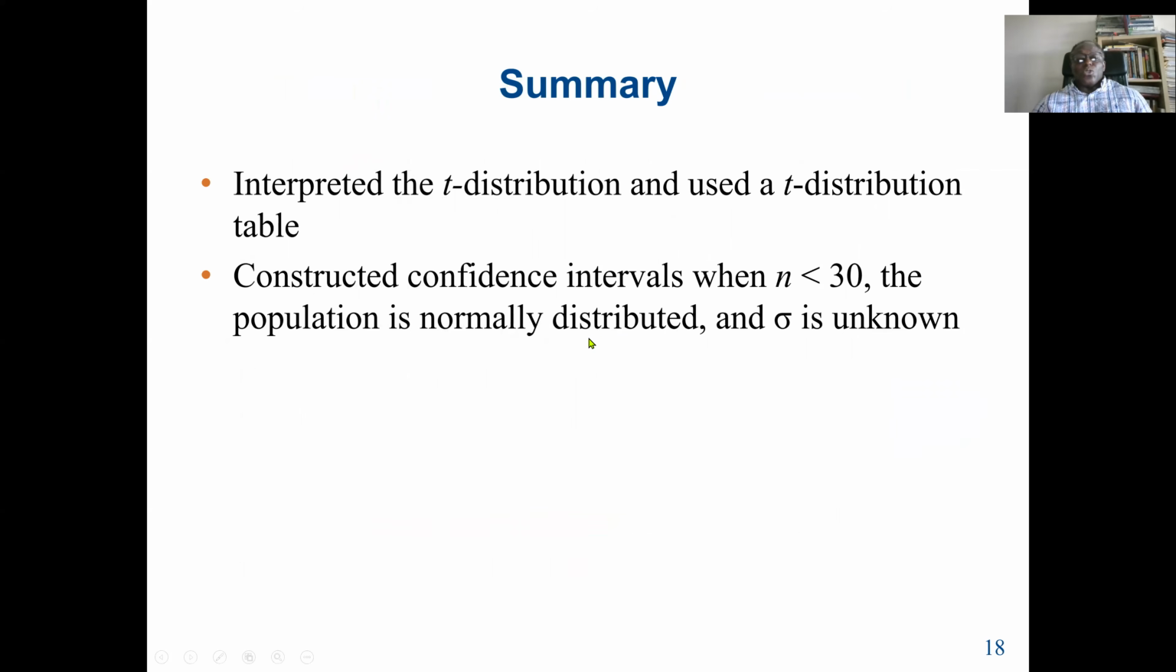So this will be the conclusion of our lectures on the t distribution. Here again, we're still on the confidence interval, but here we are finding the confidence interval when the sample size is small, less than 30.